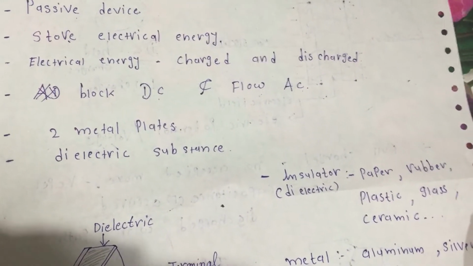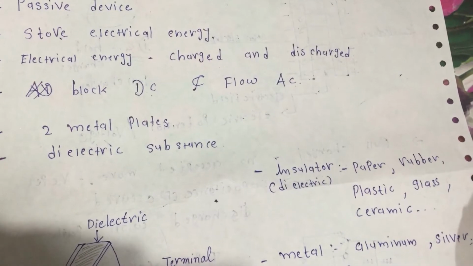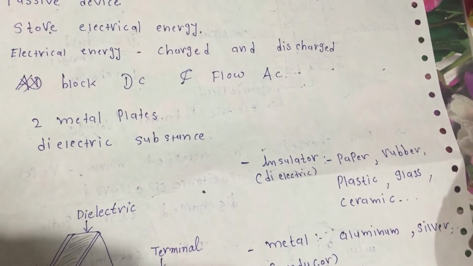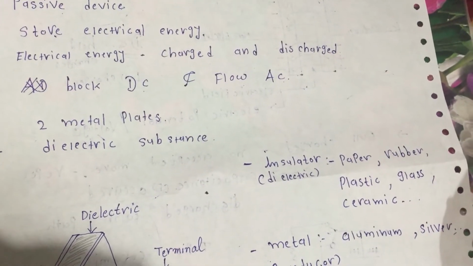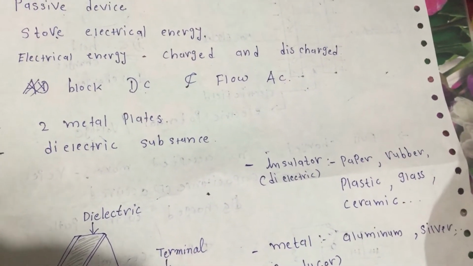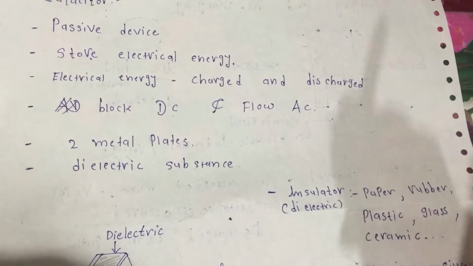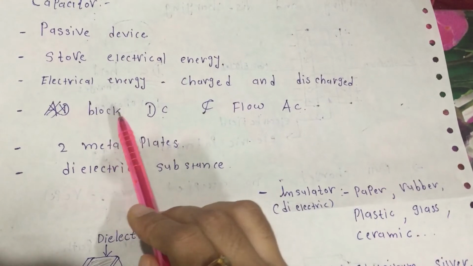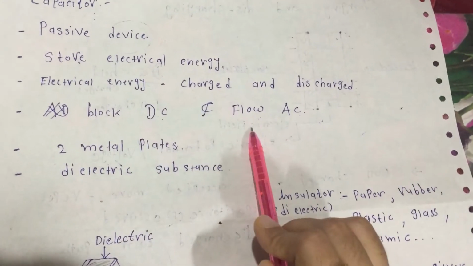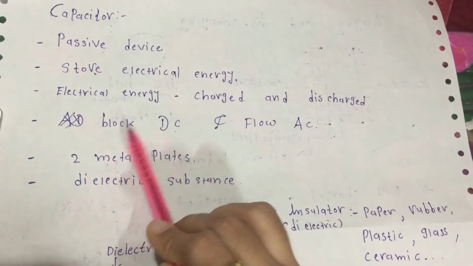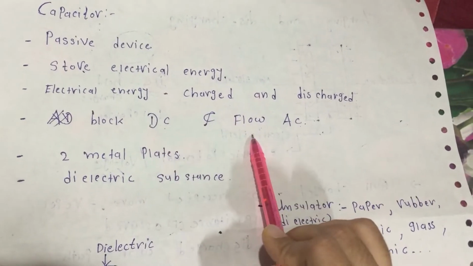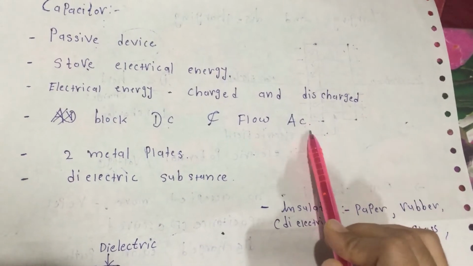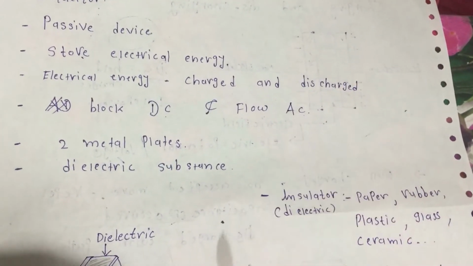The function of the capacitor is to store the electric energy and give it to the circuit. So what does it mean? A capacitor is an electric device which charges and discharges electric energy: it stores it and in a short period discharges it. Okay, so this is the function of the capacitor. Okay, so a capacitor blocks DC and flows AC. It blocks direct current and flows alternating current. How can we see it? We will see it shortly.